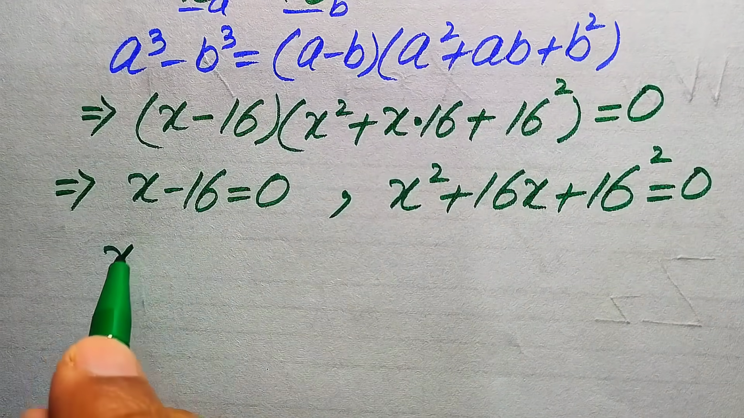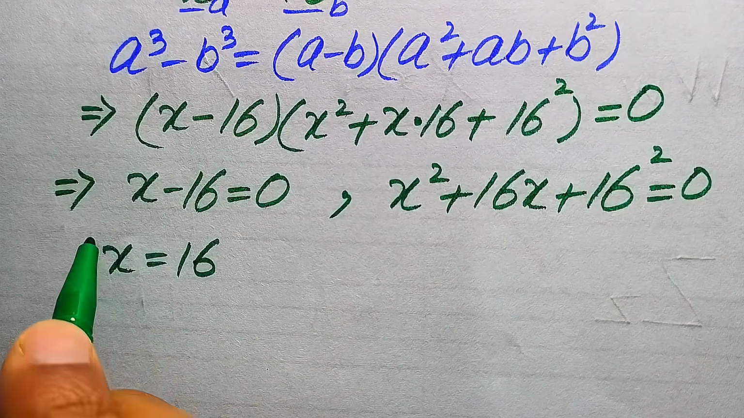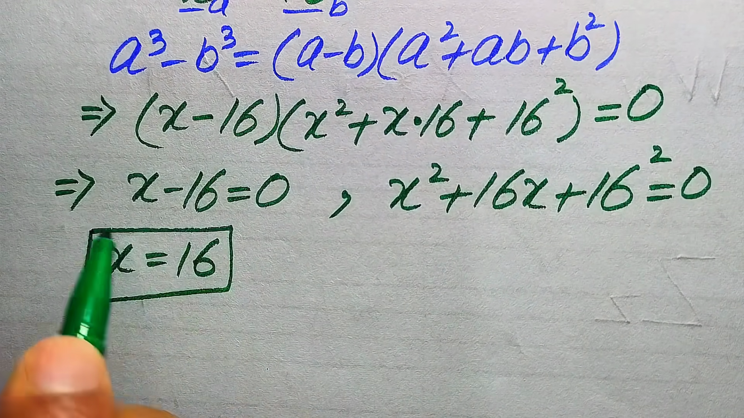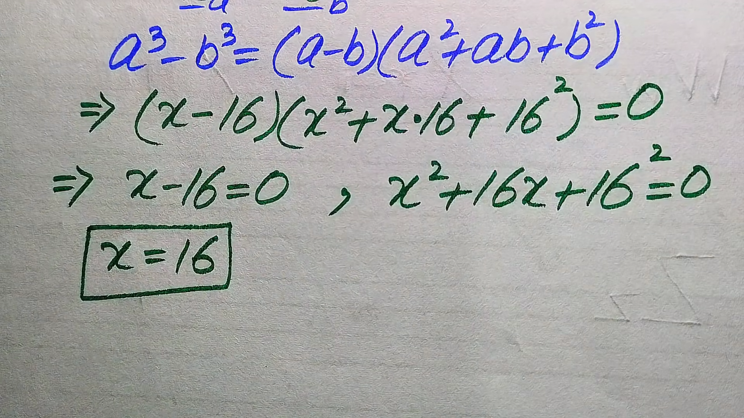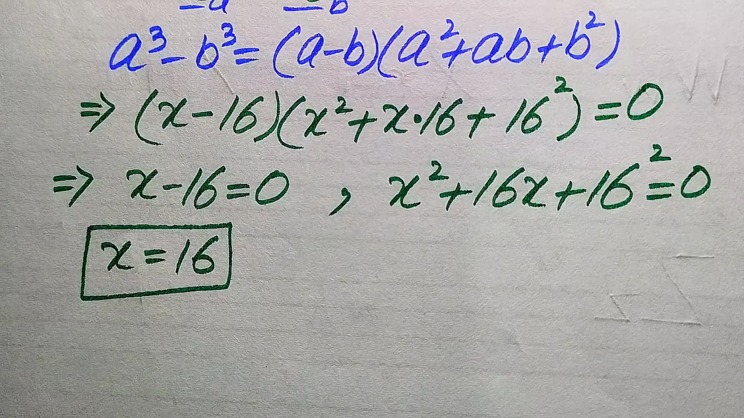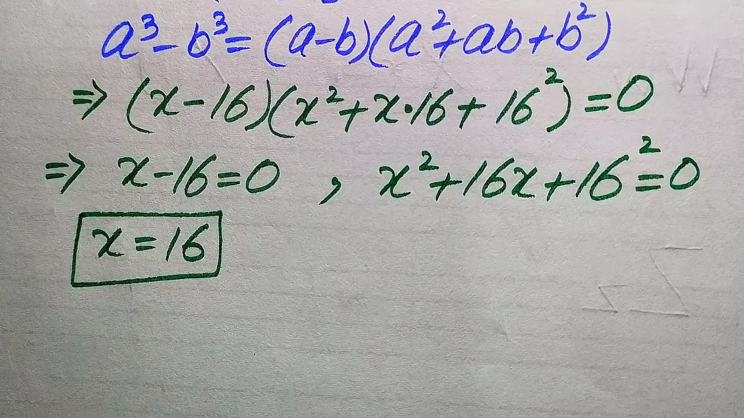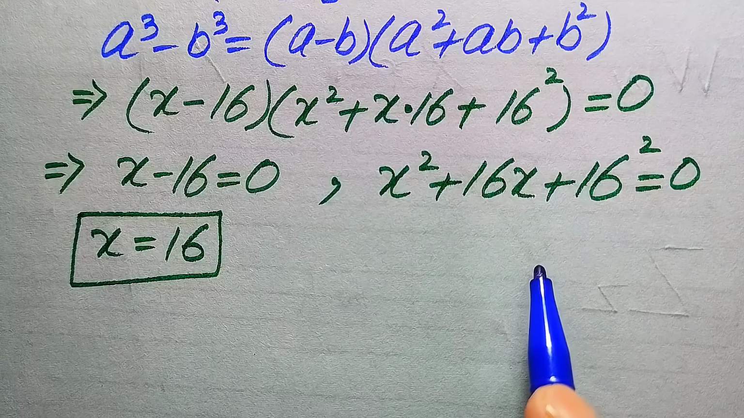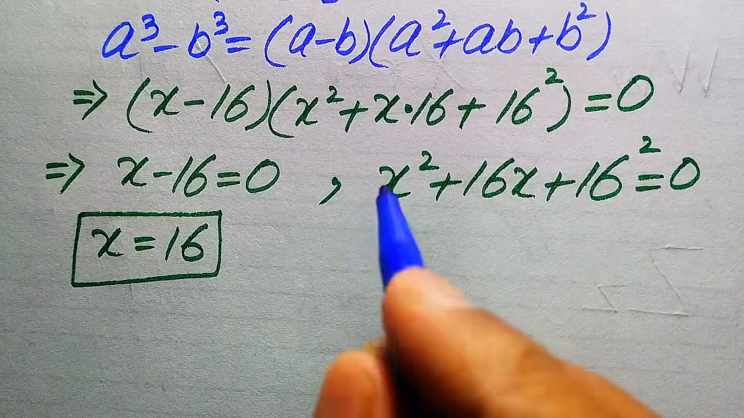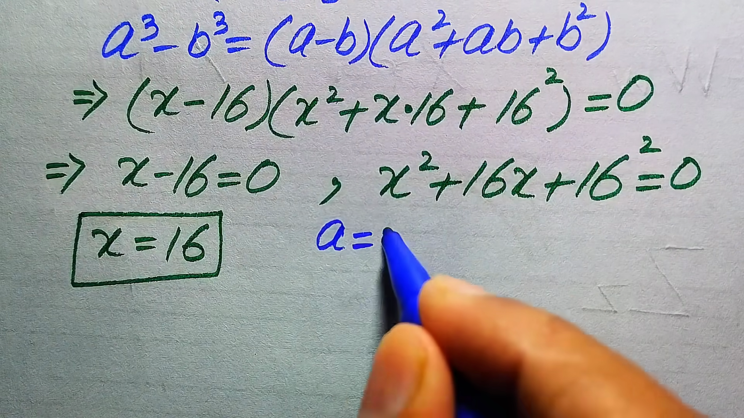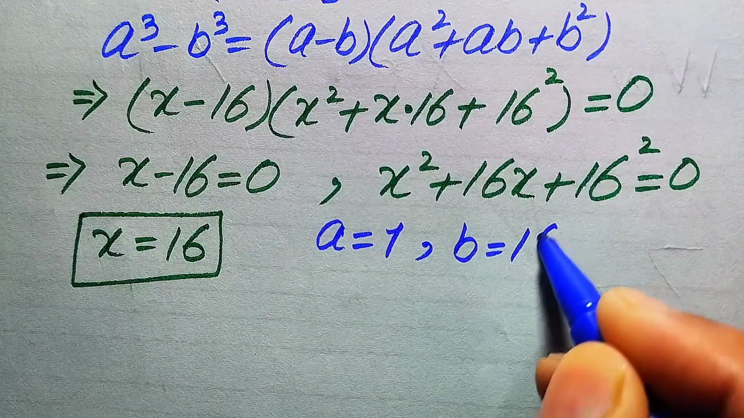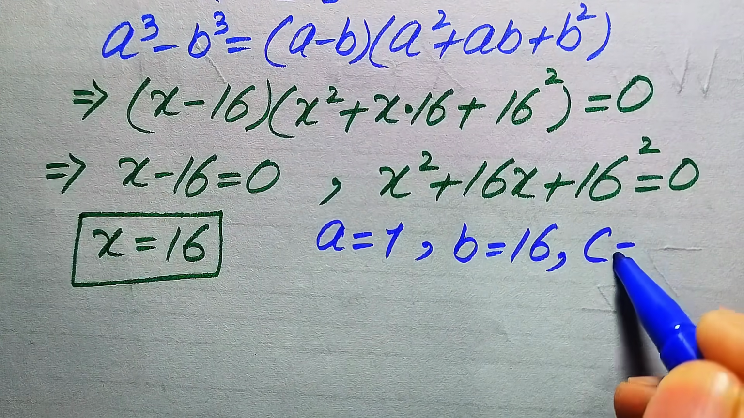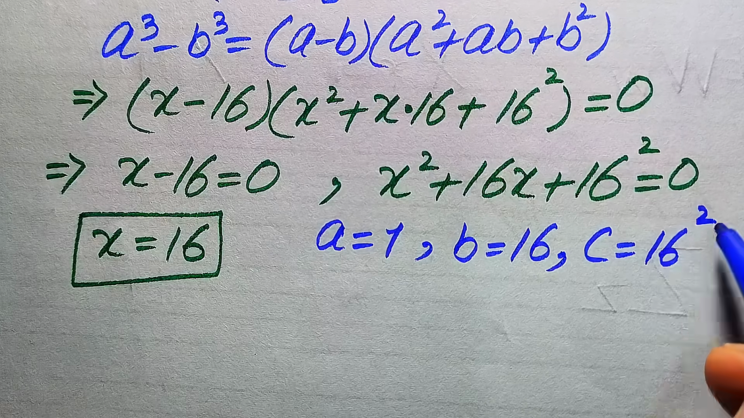And from here we easily get the first root of the given equation, and that is x equals 16. So this is our first real root of the given equation. Now, in order to find the other roots, we need to solve this quadratic equation, and for this we need to write its coefficients: a equals 1, b equals 16, and c equals 16 square.